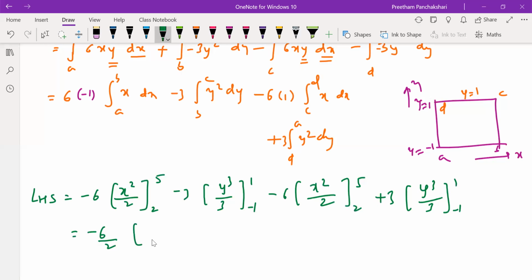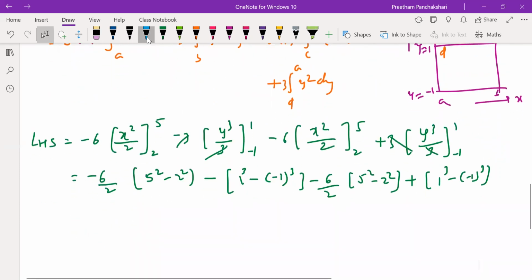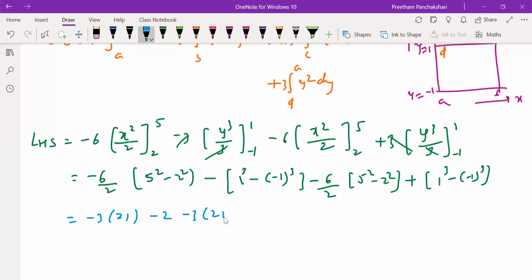Here 2 can be taken out. So that is 5 square minus 2 square. 3 cancelled, 1 cube minus minus 1 cube. That is cube for both of them. Here also 2 comes outside, 5 square minus 2 square. Again 3 cancelled, 1 cube minus minus 1 cube. So the final simplification gives us minus 3 times 25 minus 4 is 21. This is minus 2. Again minus 3. 21 plus 2, minus 2 cancelled out.